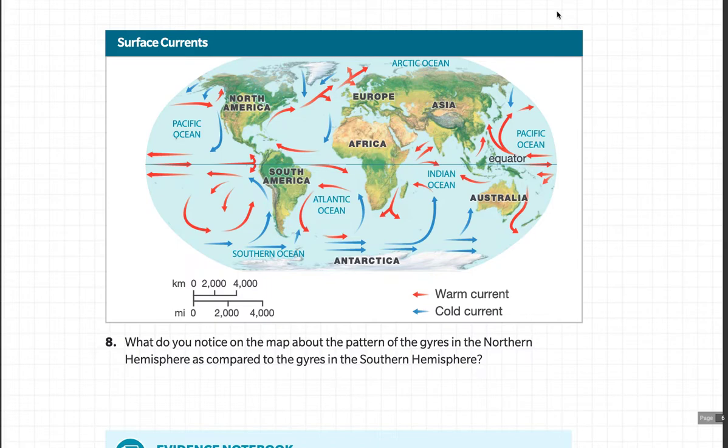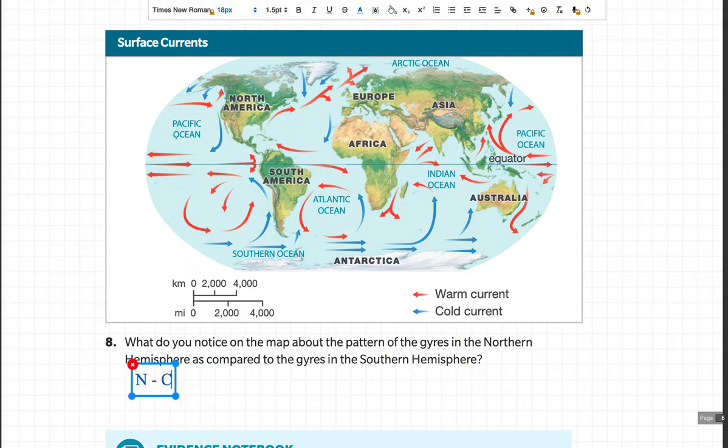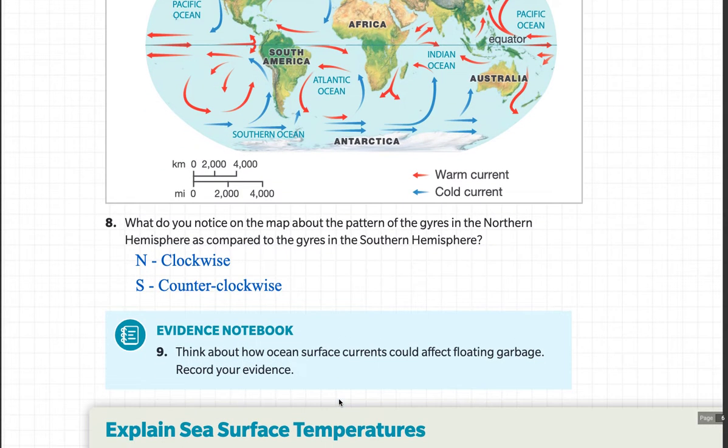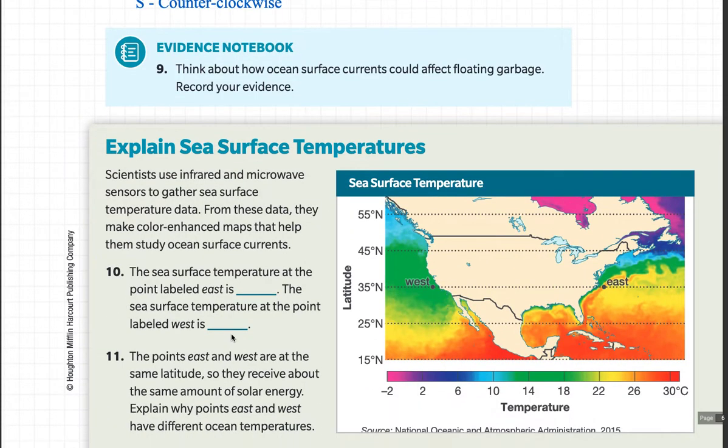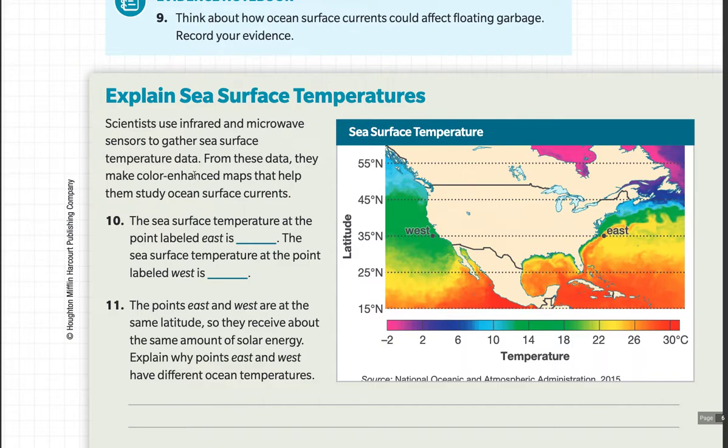I kind of mentioned this in lesson 1, talking about wind. In the northern hemisphere, it's clockwise, and in the southern hemisphere, it is counterclockwise, due to the Coriolis effect. That you can kind of think about on your own.